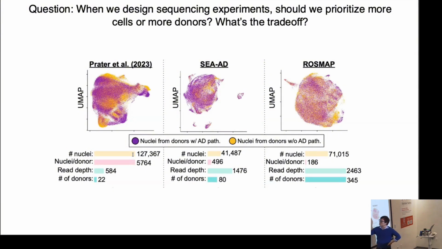So in a simple sense, this first data set has the least number of people, but the most number of nuclei and the most number of nuclei per donor. On the other extreme, this data set right here has the most number of donors, almost 10 times more, 340 people compared to 22, but it has very few nuclei per donor, only 100 cells per person of these 300. Whereas on the other side, you have 22 people, but you have 5,000 cells.